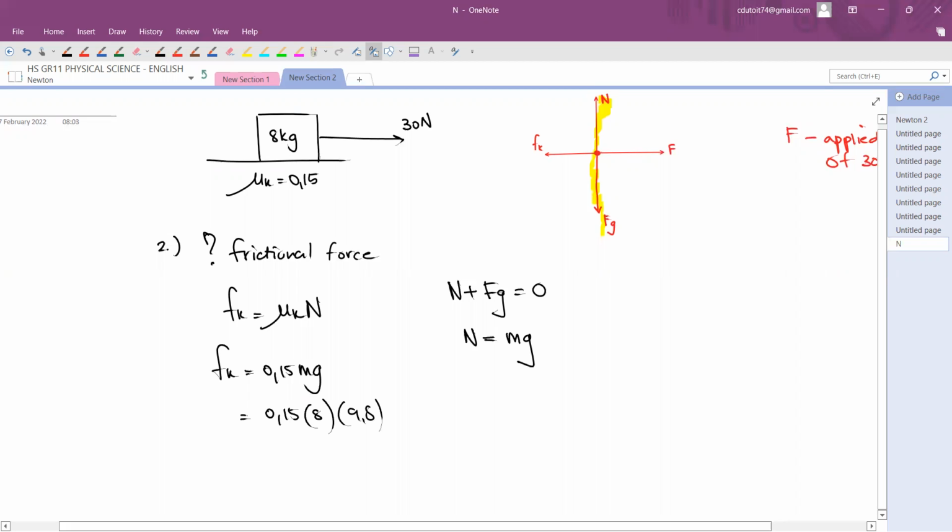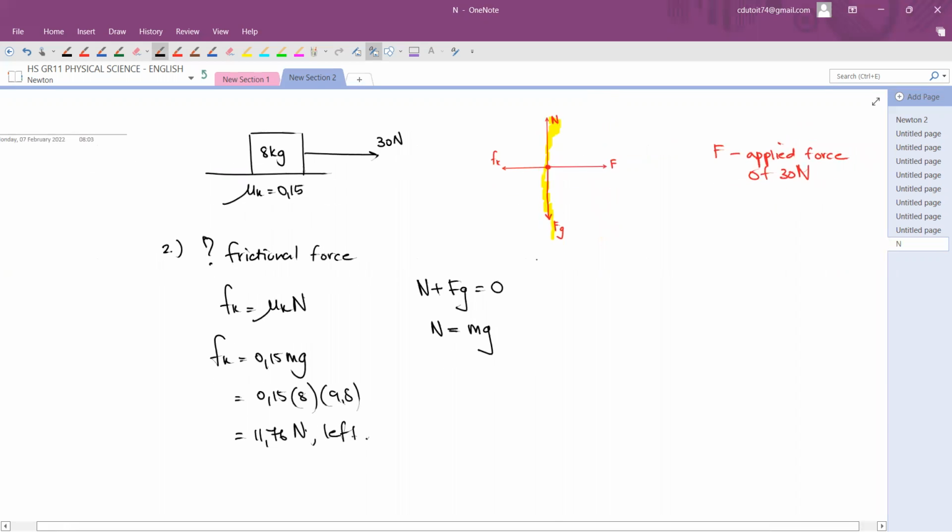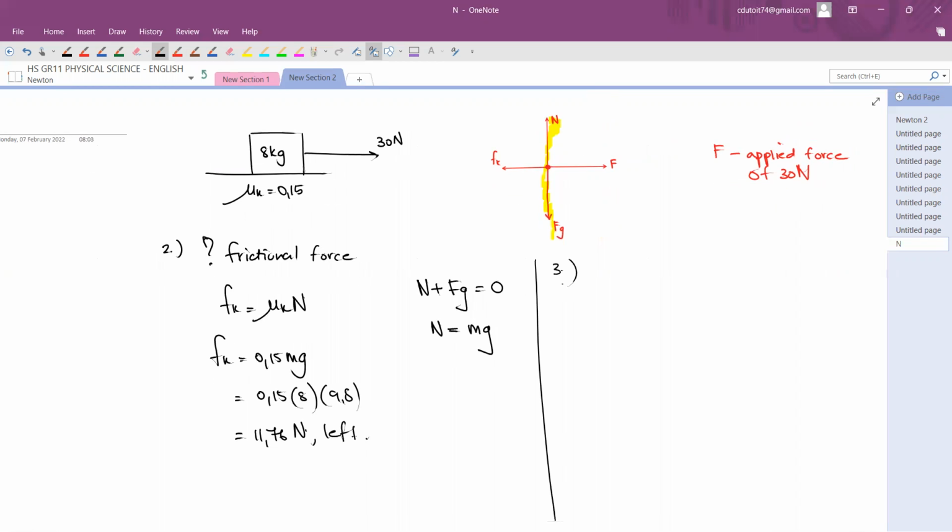What do we have there? 11.76 newtons to the left. Okay, make sure you've got that. And then you're going to talk about the acceleration of the block. Just make sure you've got that. Okay, I got that.